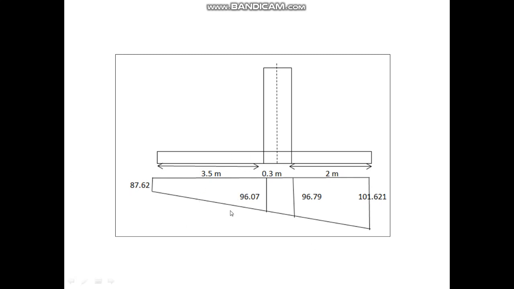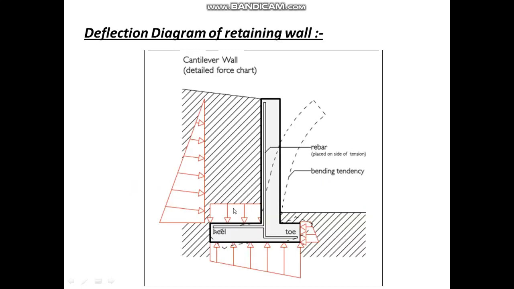So now we will be calculating the bending moment for the toe and the heel counterforts. Here you can see the deflection diagram before that. As the deflection of the stem will be in this direction, we are providing the counterfort in this direction like this. So the bending moment will be acting at this edge, and the reinforcement will be provided at this edge of the counterfort. For the toe, the deflection is upward, so the reinforcement will be provided at the bottom of the slab.